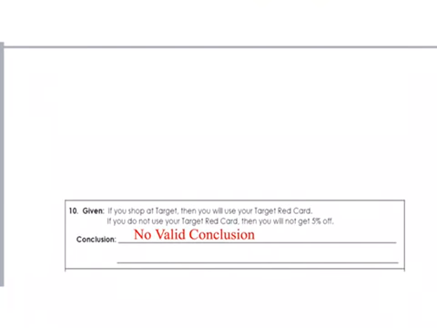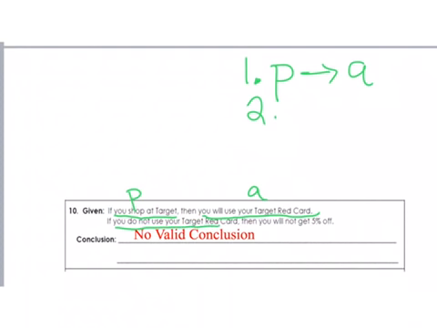Okay, so if you shop at Target, okay, that's a P. Then you will use your Target red card. So that's my Q. My second statement is, you do not use your Target red card. So that's negating Q. And then you will not get your 5% off. That's R. So the first one checks out, but the second one doesn't. Therefore, it is no valid conclusion.